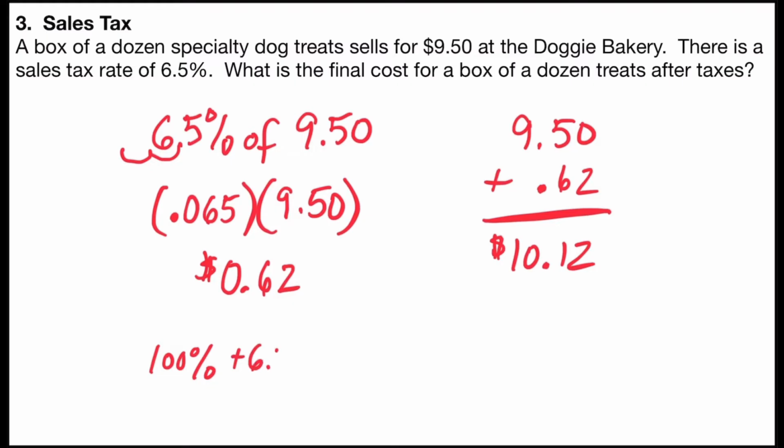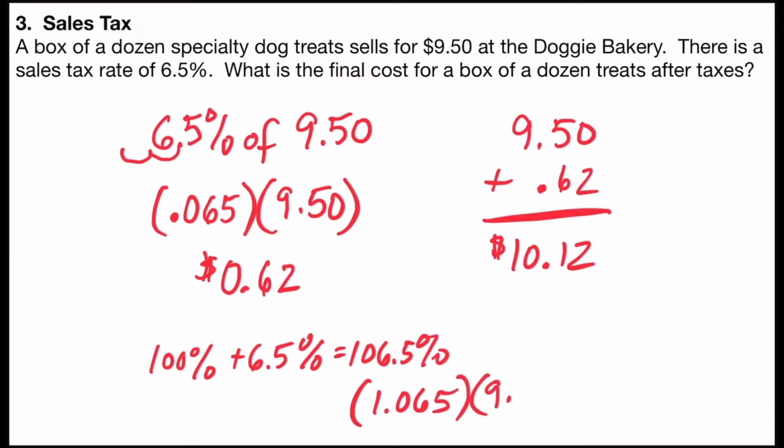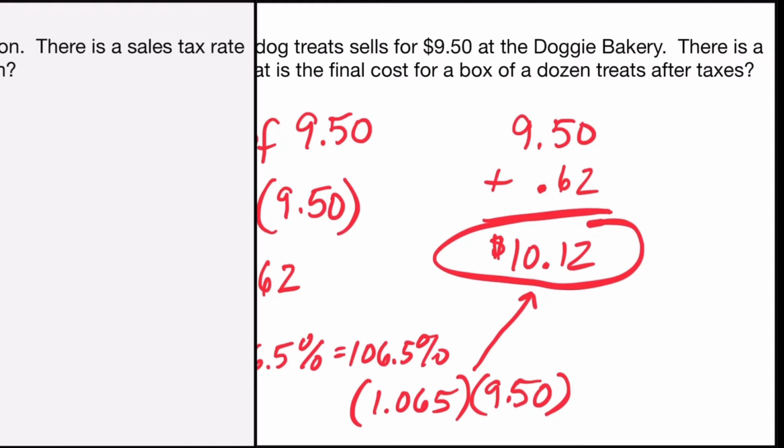Again, like we did with the discount, we can say we have 100% of the price at $9.50, plus the 6.5%, which is the sales tax, which will give me 106.5% of the price. So I could multiply 1.065 directly to the $9.50 that the dozen of treats cost, and I will find my answer, $10.12, in one step.